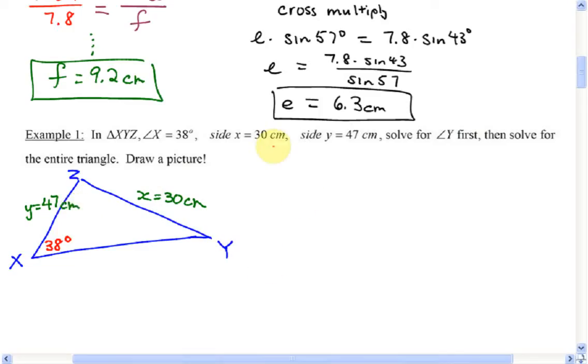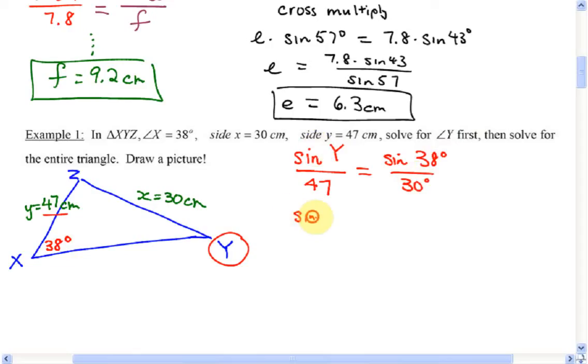How do I solve for angle y first? Well, here's angle y. It relates to the 47. So you might want to say something like this: sine of angle y over 47 equals, and I'll use the 38 with the 30. Go ahead, please, and try to solve that. Notice in this one, you're going to have to find angle y, so you're going to have to do a little bit more on your calculator.